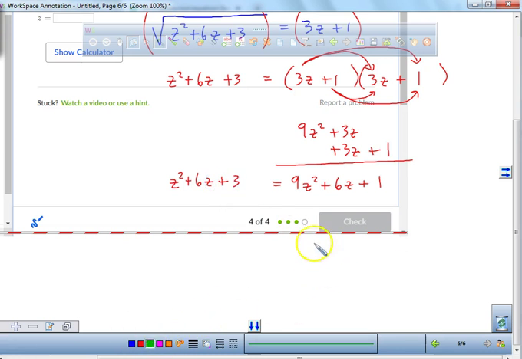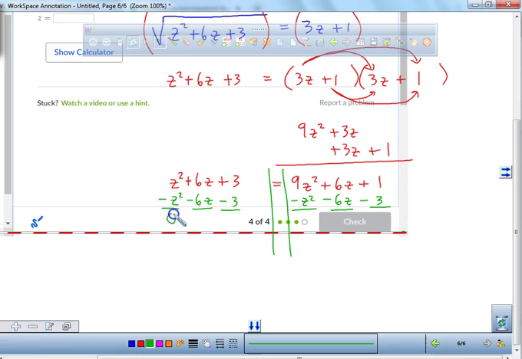Alright, so now we have to set everything equal to 0. You see how we have more z squareds on the right side than we do on the left side? So now what I'm going to do is take away z squared from this side, and take away z squared from this side. I'm going to take away 6z from this side, and take away 6z from this side. I'm going to take away a 3 from this side. I'm also going to take away a 3 from this side.